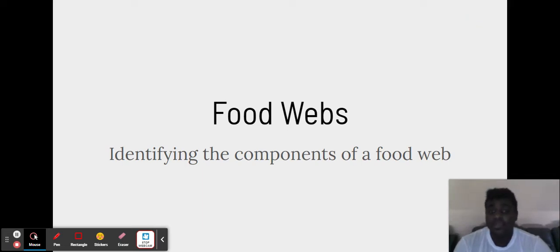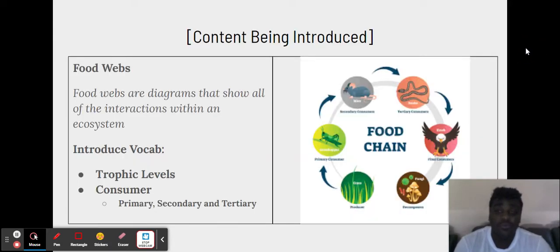All right, hi guys. So we're going to be continuing our understanding of food chains with moving on to the next level, which is a food web. So a food web is actually very similar to a food chain. It's just going to be a little bit more complex, in which is going to be multiple food chains that are interconnected and show all of the relationships within an ecosystem.